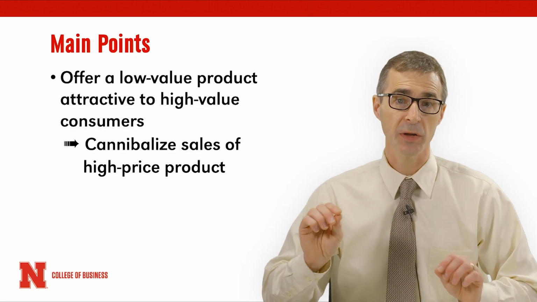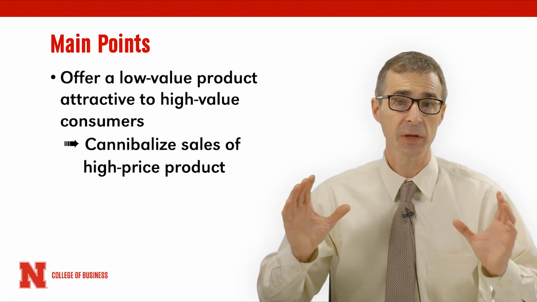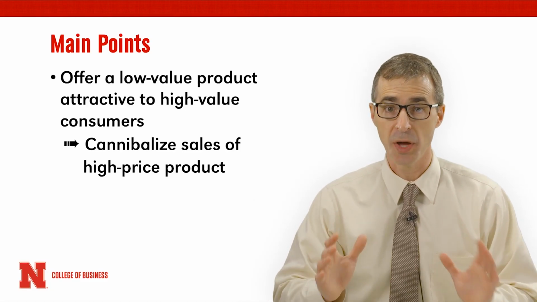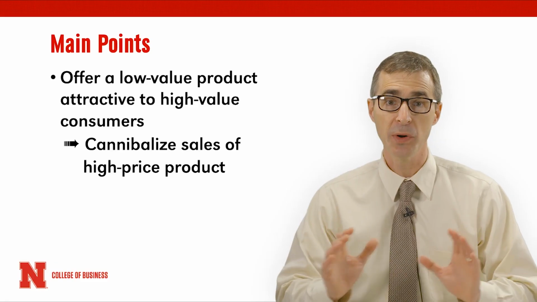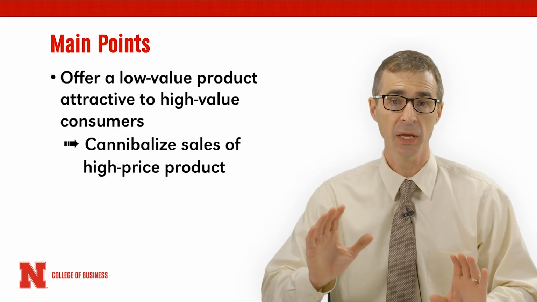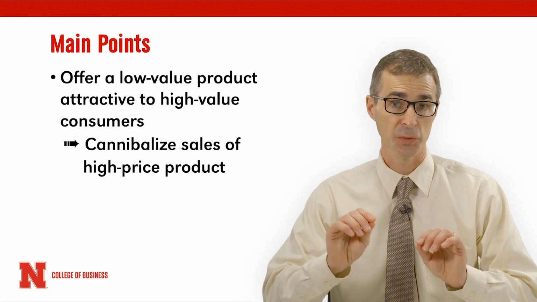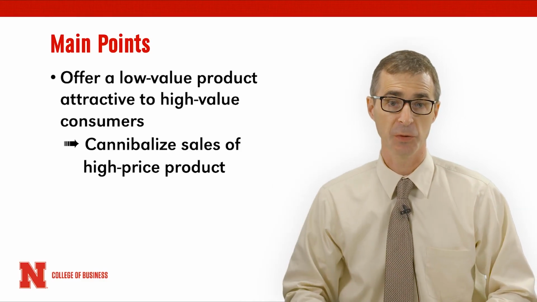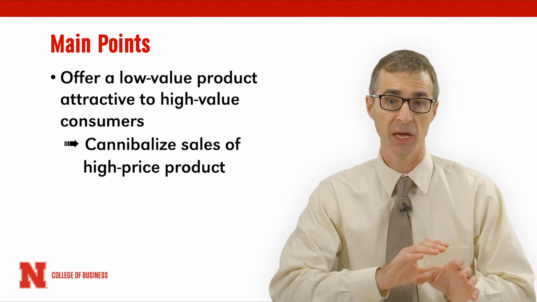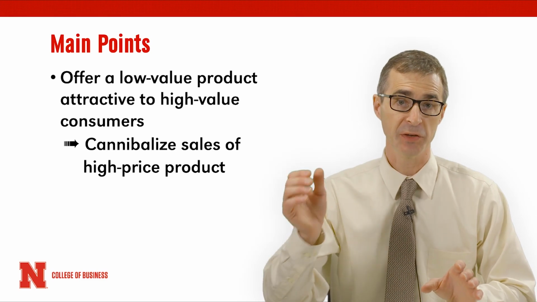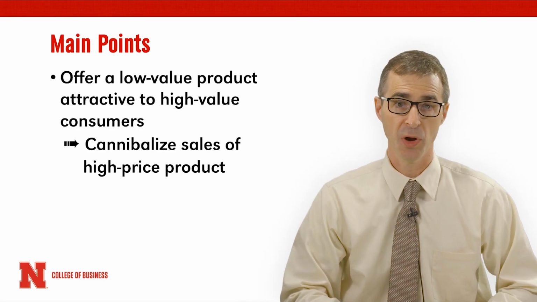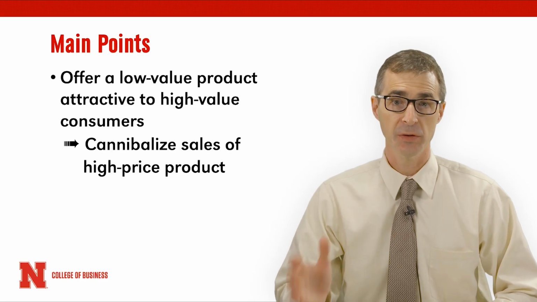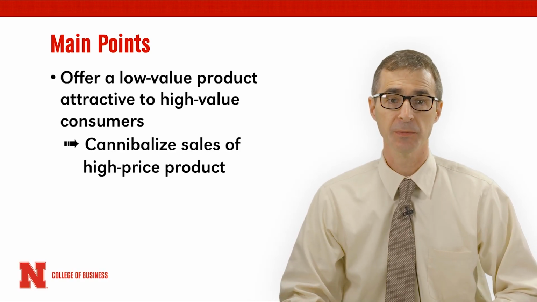One key idea is that indirect price discrimination is not only a pricing decision, it's a product design issue as well. It's very important to design the products in such a way that the low-end product does not appeal to the high-end customer. Otherwise, you may have cannibalization of sales, where the high-value customers actually go for the bargain product. And that destroys the price discrimination strategy and undermines profitability.